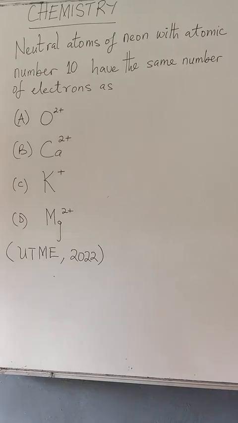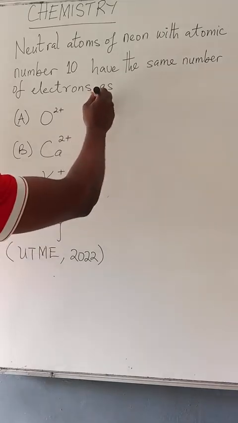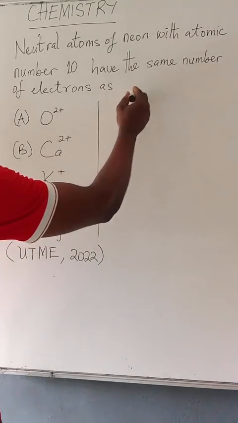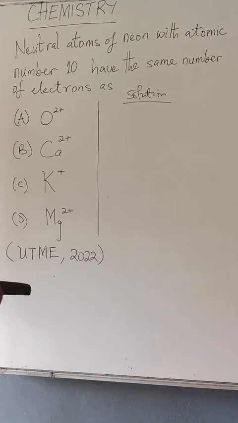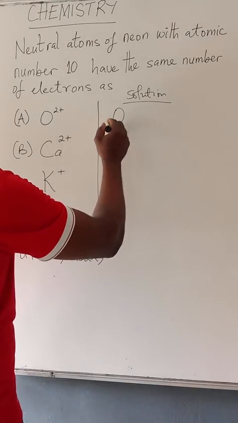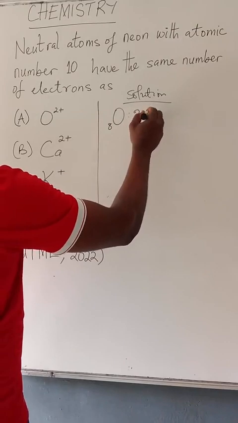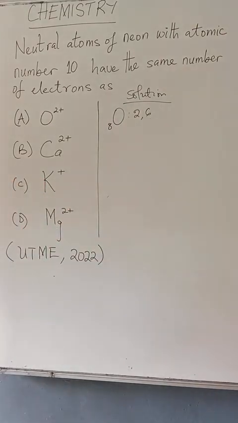What does O represent in the modern periodic table? O is the chemical symbol for element number 8, and you know element number 8 is oxygen. What is the electron configuration of oxygen? If the atomic number of oxygen is 8, as we have been taught, the electron configuration is going to be 2, 6. That is 2 electrons in the first shell and 6 electrons in the second shell.